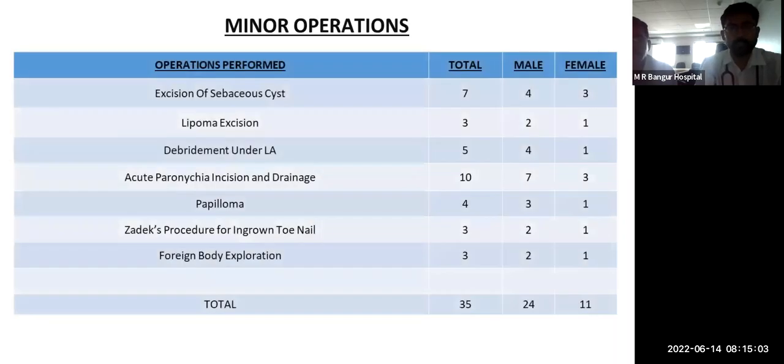Among minor OT cases, the variety of cases that were done included excision of the abscess, debridement, acute paronychia incision and drainage, Zadik's procedure for ingrown toenail, and foreign body exploration.